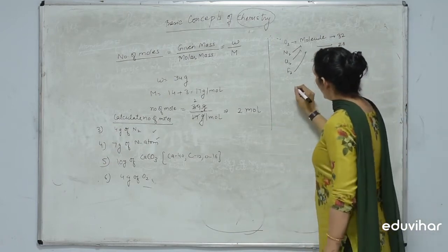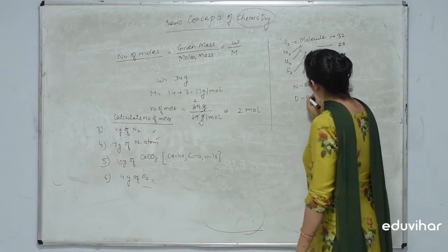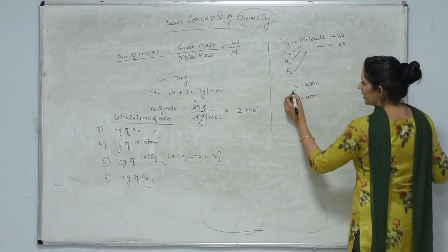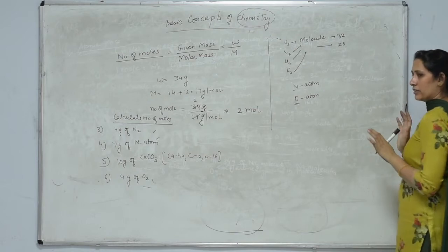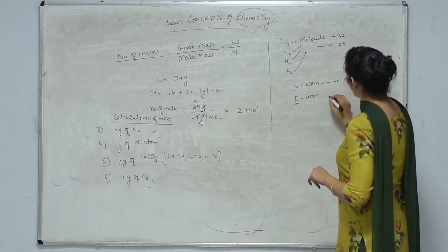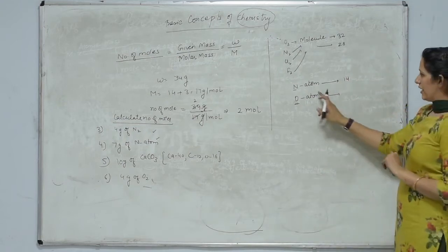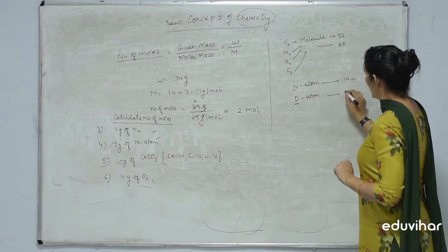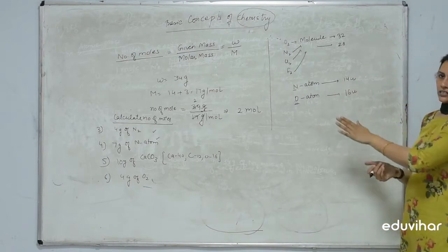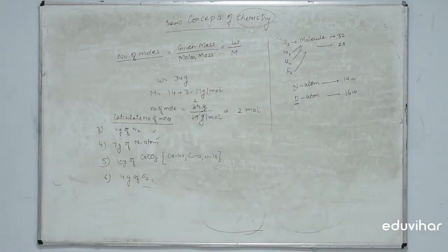If I am writing nitrogen atom or oxygen atom, it means I am just counting the separate nitrogen and only oxygen. This time we consider its atomic mass, not the molecular mass. It has the atomic mass 14 unit, it has the atomic mass 16 unit. I think all these things are clear to you. You can note down all these.